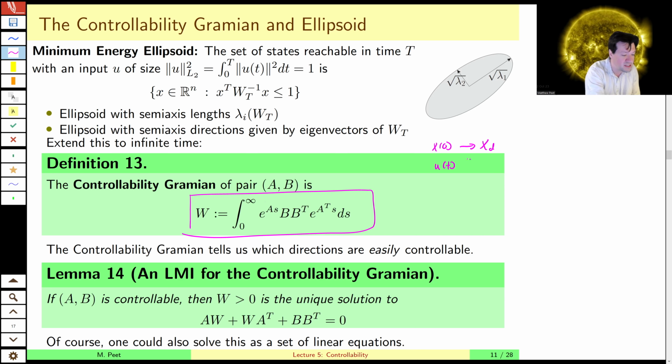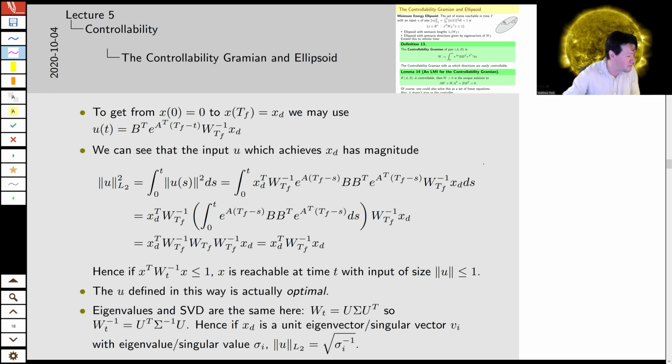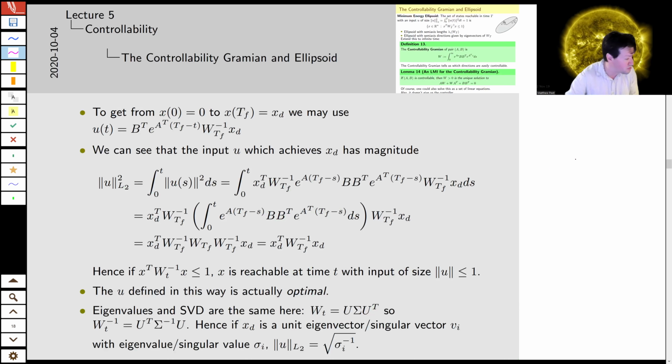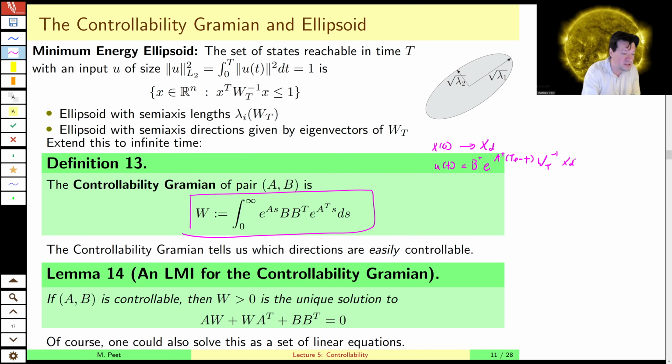That was u of t equals, well, that's on the next slide. B e to the A transpose (tf minus t). And I think there's a transpose there. W_t inverse x_d. All right, so make sure that's right. Yep. Okay. So we got an explicit input which would drive our system to this desired state.